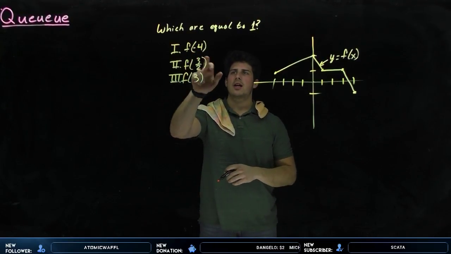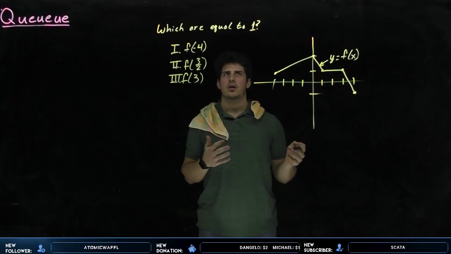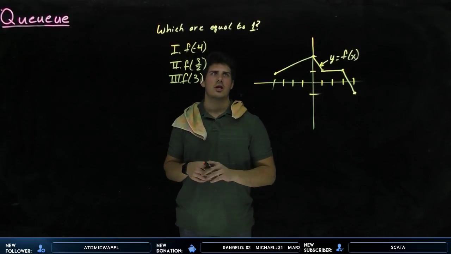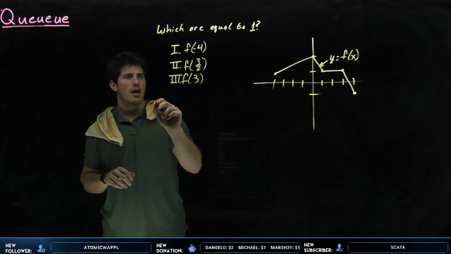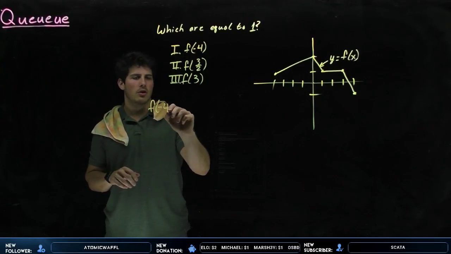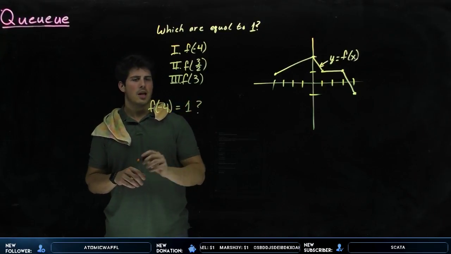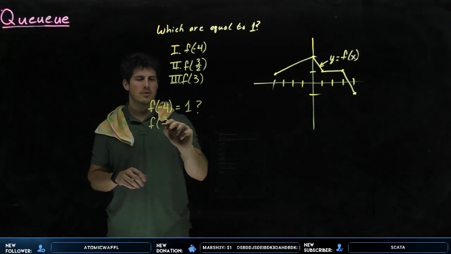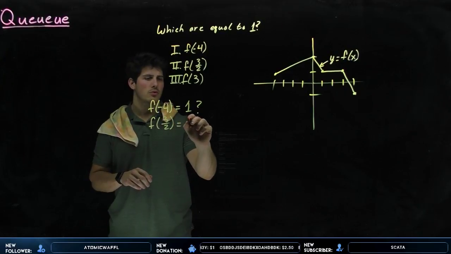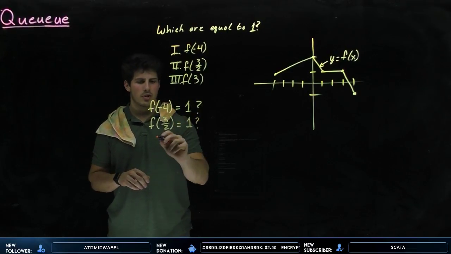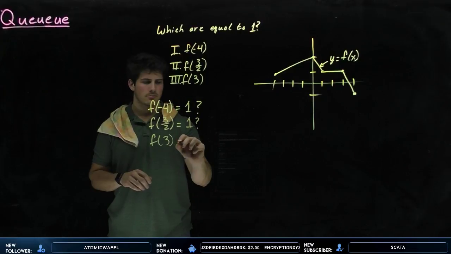I have f of negative 4 is something, and I'm trying to find which of these are equal to 1. So what I really want here is: is f of negative 4 equal to 1? Is f of 3 halves equal to 1? And the same with f of 3. Is that equal to 1?